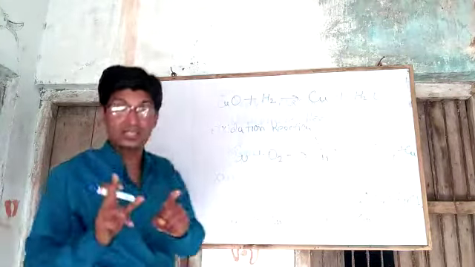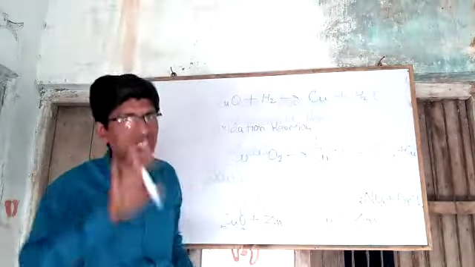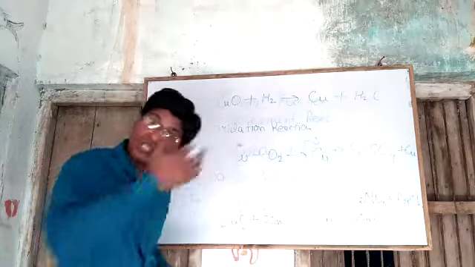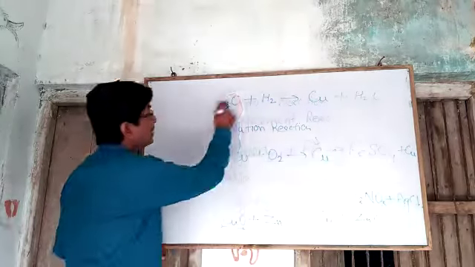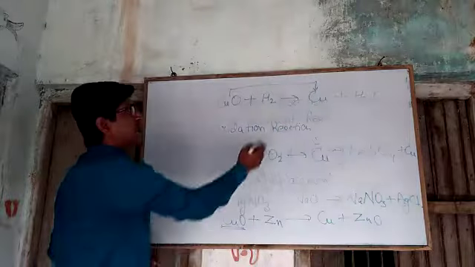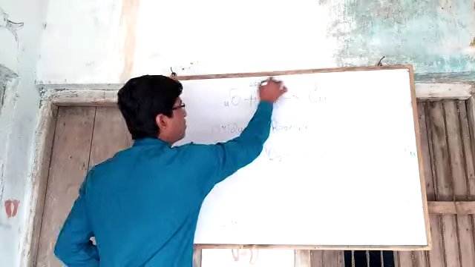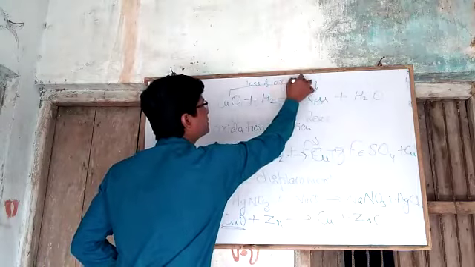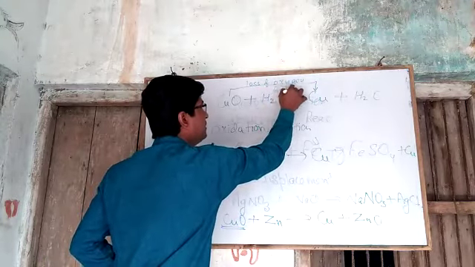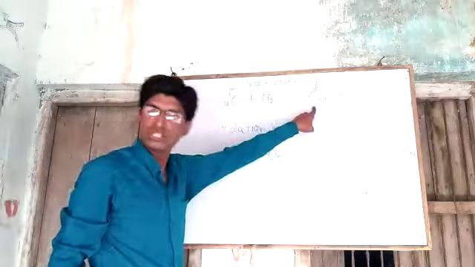Boys and girls, please listen carefully. This is the most important reaction of this chapter. How is it called redox reaction? Here copper oxide loses its one atom of oxygen and produces copper. So loss of oxygen means reduction. It means copper oxide gets reduced and produces copper.